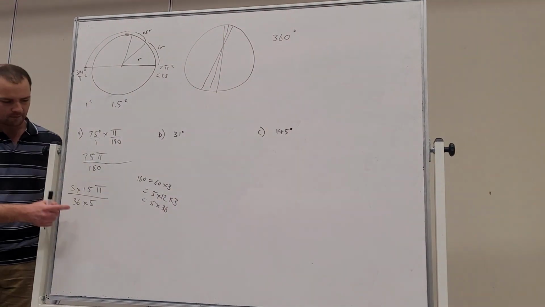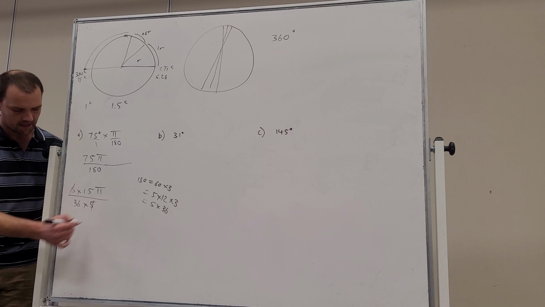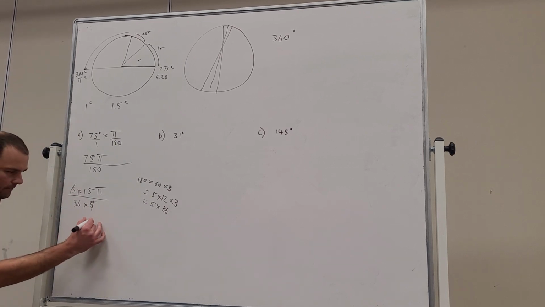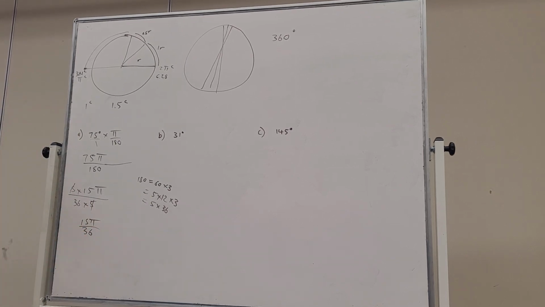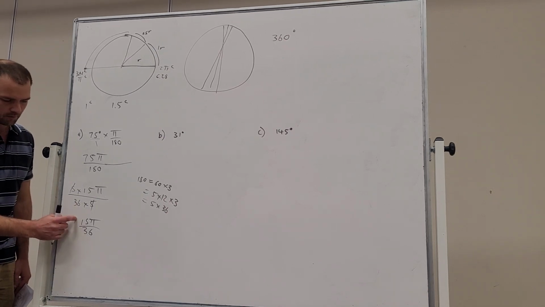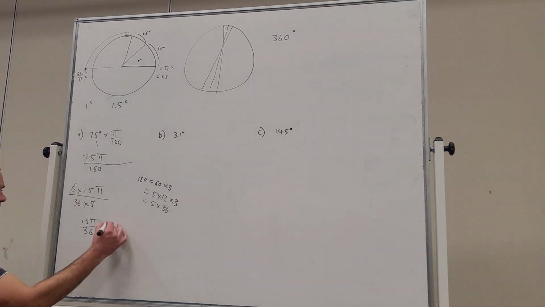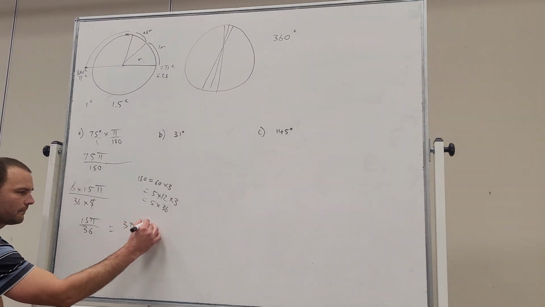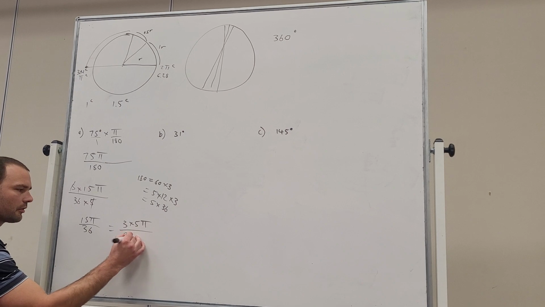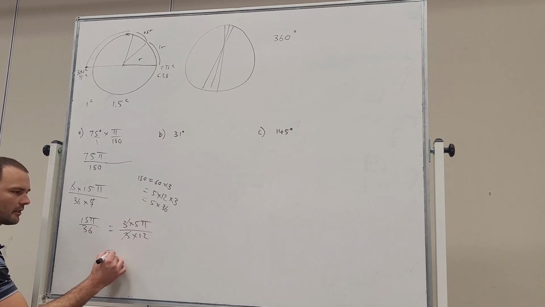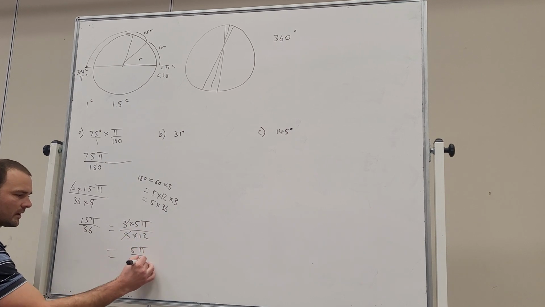And then I'm going here, we've got 5 at the top, 5 at the bottom, we can cancel that. So we've got 15 pi on 36, and it's like, well, maybe there's another factor. Maybe we can see another factor here. How about 3? Okay, 3 goes into both of those pretty simply. We could write it as 3 times 5 pi on 3 times 12. The 3 can cancel. And this is as simple as we can get it.